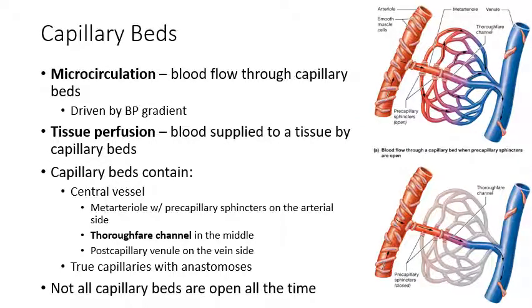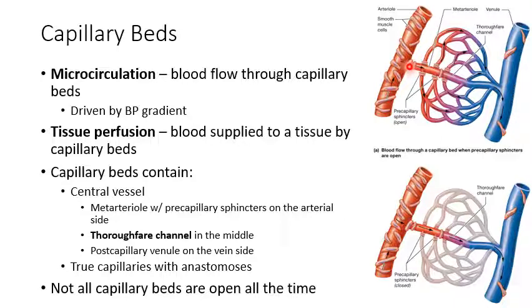So now we'll talk about the structure of a capillary bed. Most capillary beds have a characteristic structure where you have a central vessel going through the middle of it, connecting the arterial side to the venule side, and then you also have true capillaries branching off of that central vessel.